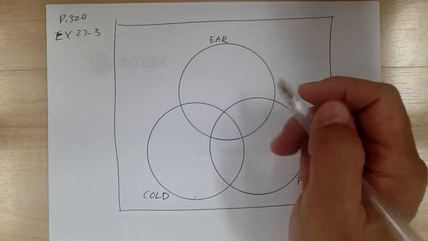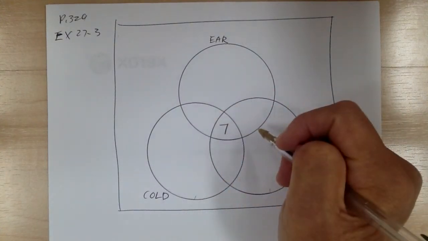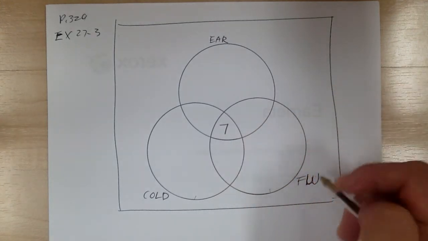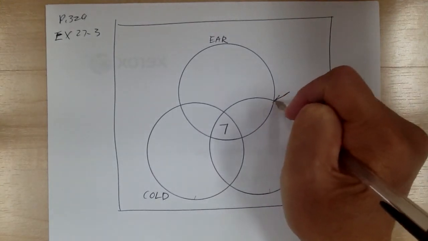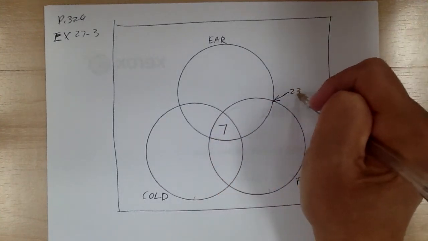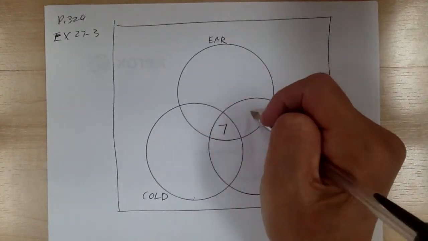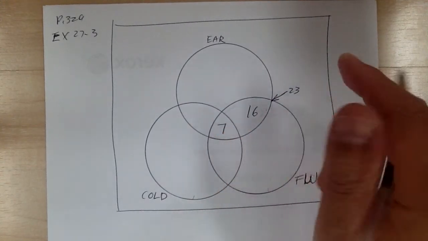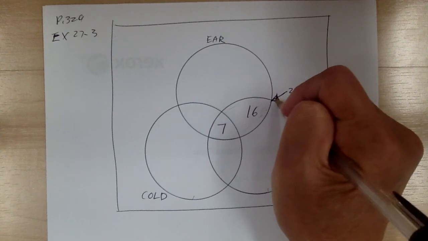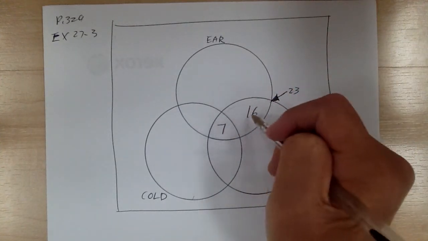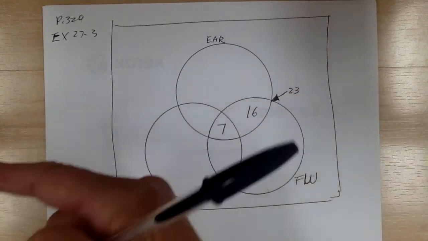It says 7 have all three, so 7 goes over here, and 23 have flu and earache. So 23, I'm going to put an arrow right here, so that is this cat eye right over here. So 23 minus 7 will give you 16 over here. Now you see why you want to start over here. You can work your way out. Notice I put an arrow so that it indicates that 23 is this cat eye. Again, continue to work backward.